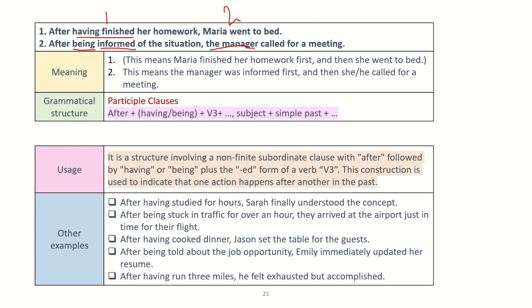Okay, so this one is a structure involving a non-finite subordinate clause with "after". This clause, which is the participle clause, is followed by "having" or "being" plus the -ed form of a verb (past participle). This one is used to indicate that one action happens after another in the past.